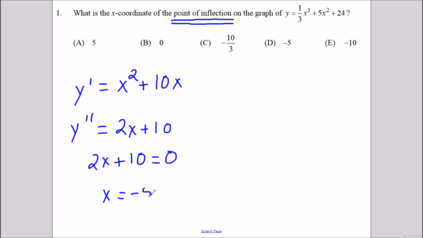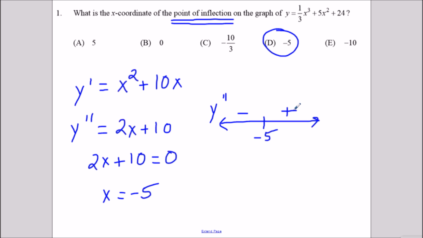Now, we can stop here because non-existent is not an answer choice, but get in the habit of when they ask for a point of inflection, you have to look for a sign change in your second derivative. So if you plug in something like negative 6, 2 times negative 6 plus 10 would be negative 2, so we could label this interval negative. If you plug in something to the right of negative 5 like 0, you'll wind up with positive 10. So since there is a sign change for y double prime, x equals negative 5 is definitely the site of a point of inflection.